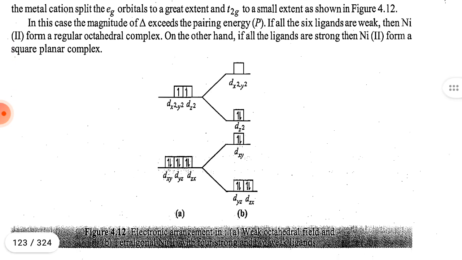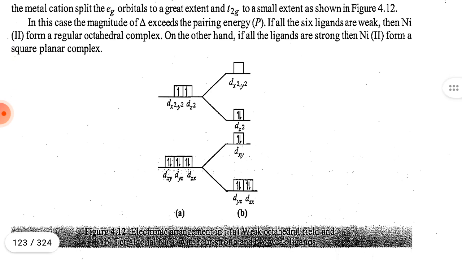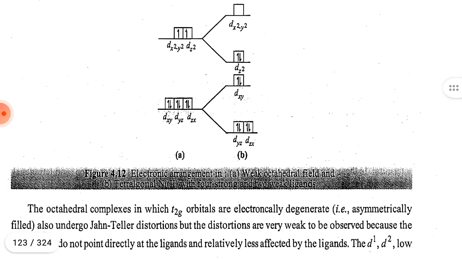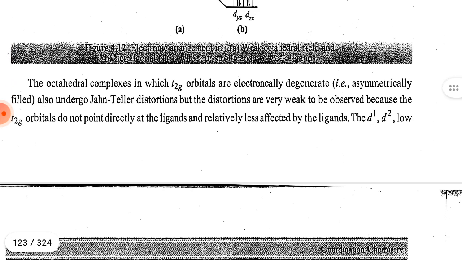In this case, the magnitude of delta exceeds the pairing energy P. If all 6 ligands are weak, then nickel(II) forms a regular octahedral complex. On the other hand, if all the ligands are strong, then nickel(II) forms a square planar complex. Electronic arrangement in (A) weak octahedral fields and (B) tetragonal nickel(II) with strong and weak ligands.